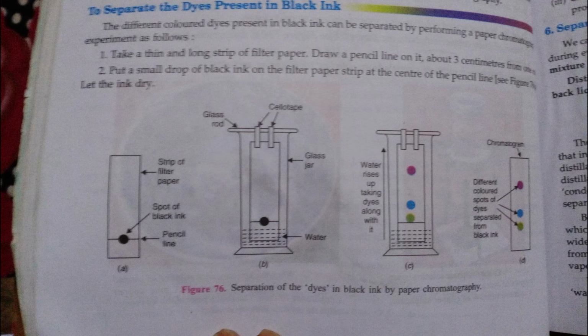When the drop of ink has dried out, the filter paper strip is lowered into the tall glass jar containing some water in the lower part. Here we are using water as the solvent. The water gradually rises up the filter paper strip by capillary action. Capillary means very thin, children, like how plants take up the water. You can see different colors are obtained at different distances. The chromatogram obtained by using black ink in the experiment has shown 3 colored parts on it.